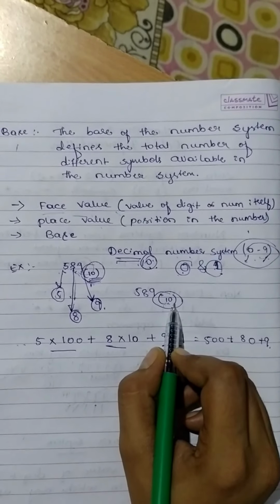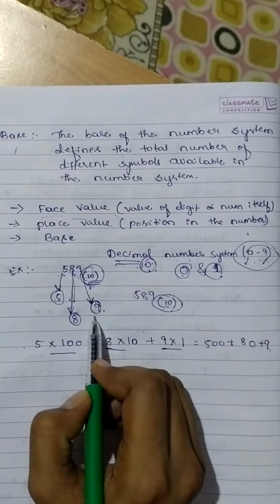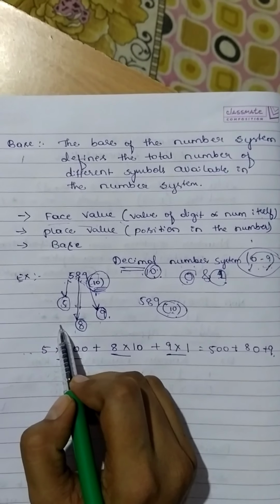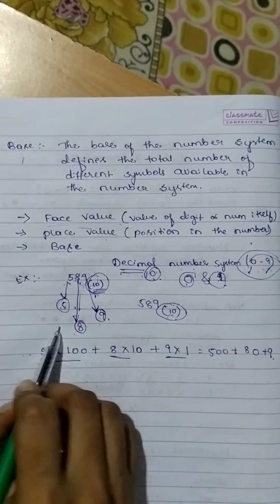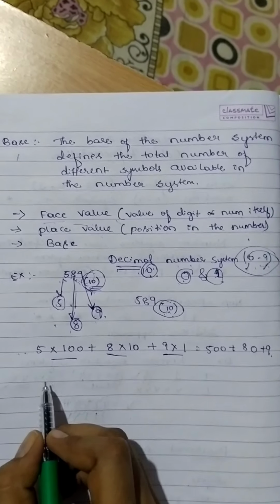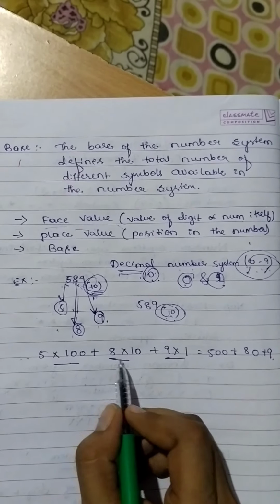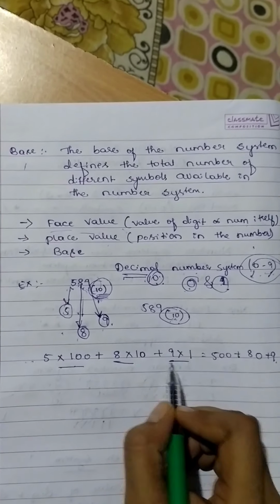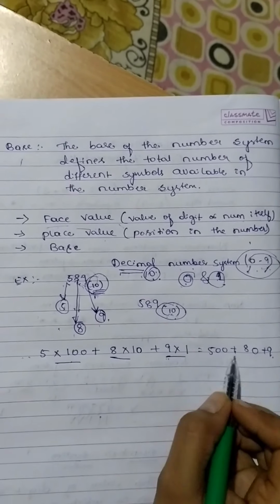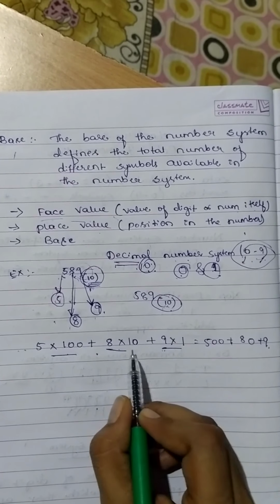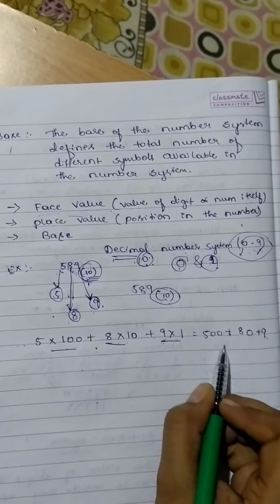Okay, and then the face value of 9 is 9, the face value of 8 is 8, and the face value of 5 is 5. And we know that digit 5 actually represents what? 500, then 8 represents 8 tens, then 9 represents 9 units. So that value can be written as what? 5 into 100 plus 8 into 10 plus 9 into 1.